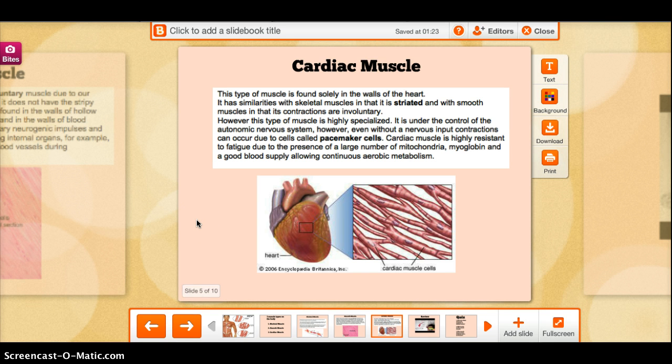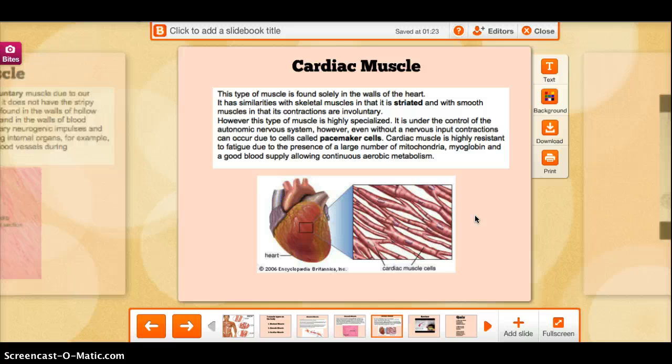And lastly, the cardiac muscle are the ones that, yes, are found in the heart, more specifically in the walls of the heart. It has similarities with the skeletal muscles in that it's striated, and it is also similar to the smooth muscles in that the contractions are involuntary. However, this type of muscle is highly specialized.